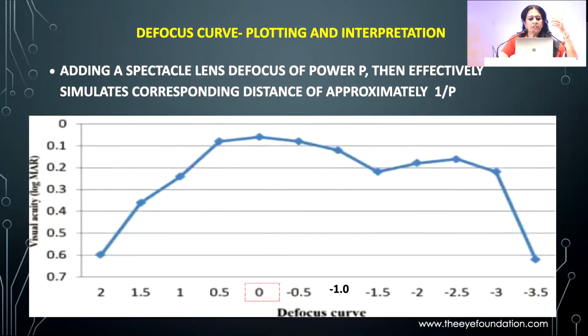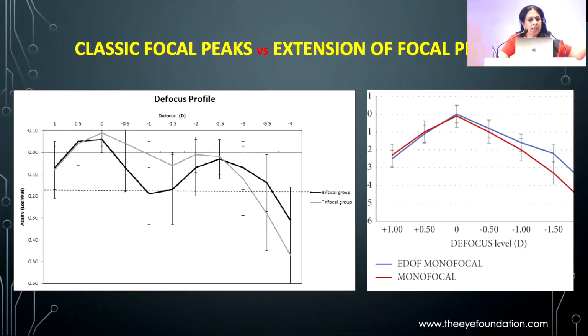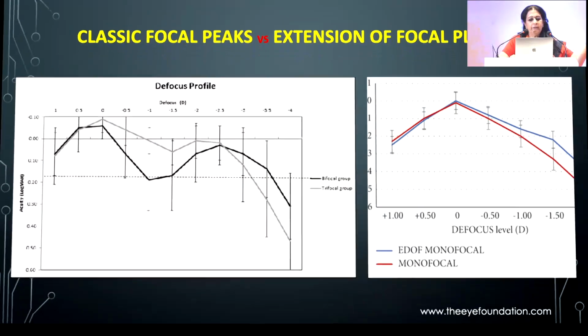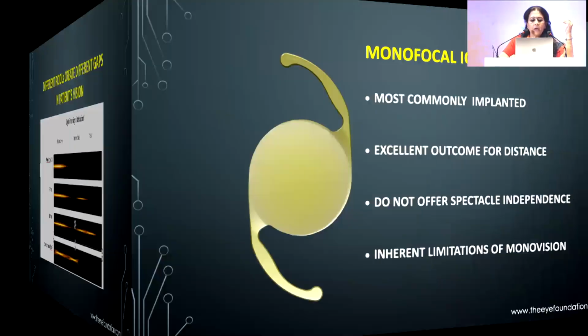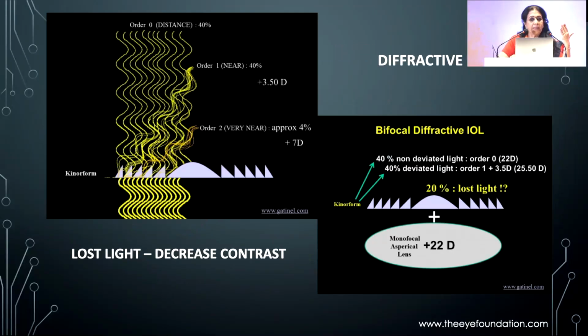You correct the patient fully for distance, and then keep on adding minus 0.5 diopter lenses in front of his eyes till the point at which he can still see. So that gives the range of vision to which, even after blurring his vision over the intraocular lens with the spectacle lens, he's able to see. And these are some classic defocus curves of an EDOF and a trifocal. Now, what other important thing? We already know monofocal lens gives great vision for distance, but keeps the patient spectacle dependent.